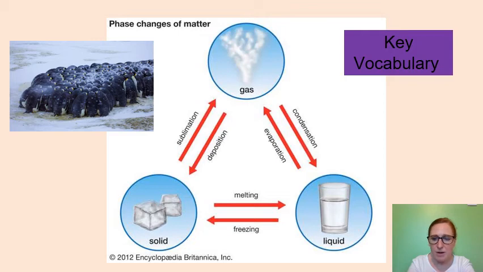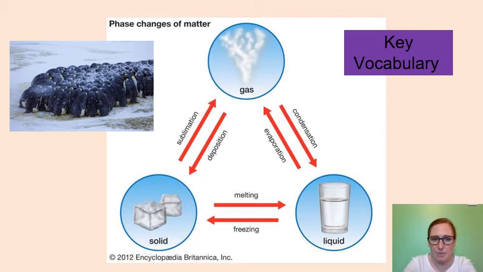However, if those particles are warmed up, they start to get a bit too hot. They want to move away from each other. So if we heat the penguins up, we heat the particles up, they will melt. You can see the red arrow there pointing from the solid ice to the liquid in the cup. So the penguins move apart, the particles move apart and they flow around each other freely. They're not super warm, so they stay fairly close to one another, but they can flow.